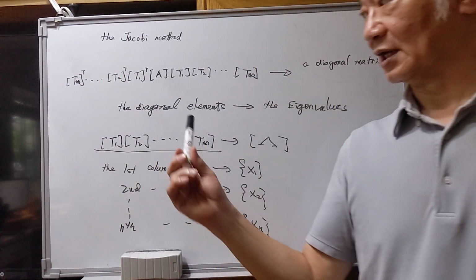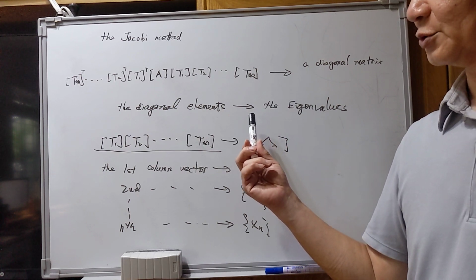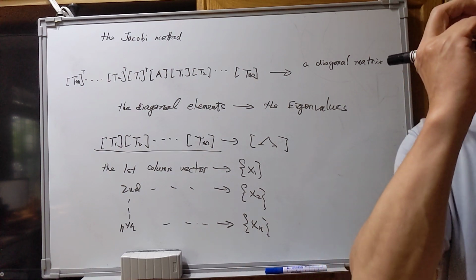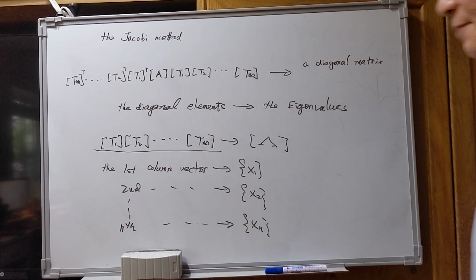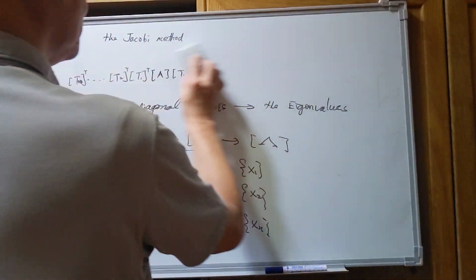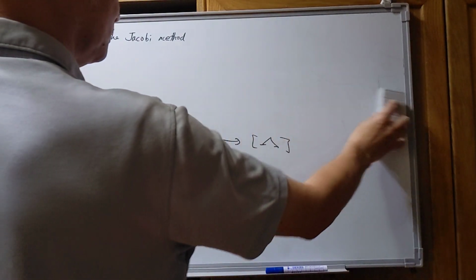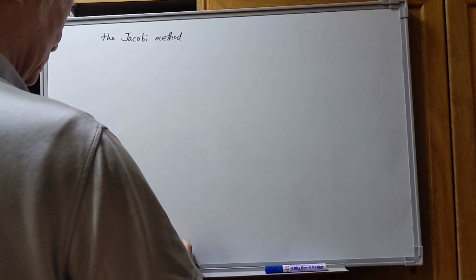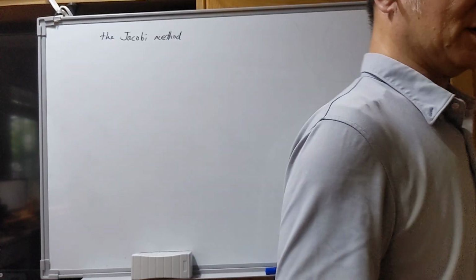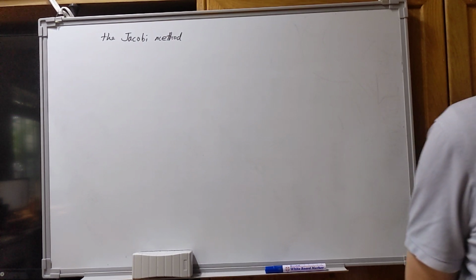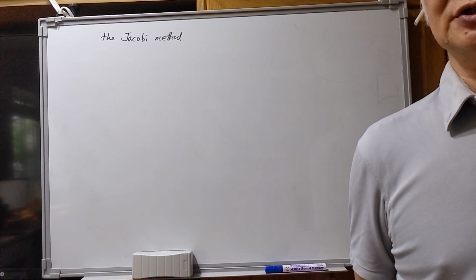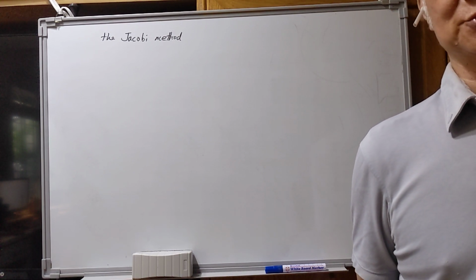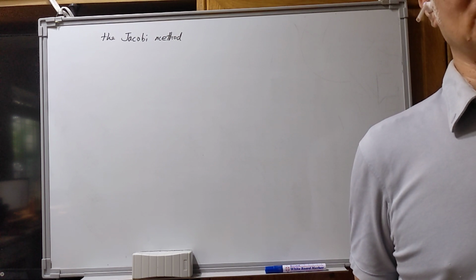So we can find not only the eigenvalues of these problems, we can also get all the eigenvectors. Okay. So Jacobi's method is a very popular method, and it is not very difficult to develop a program which can help you solve the eigenvalue problems.